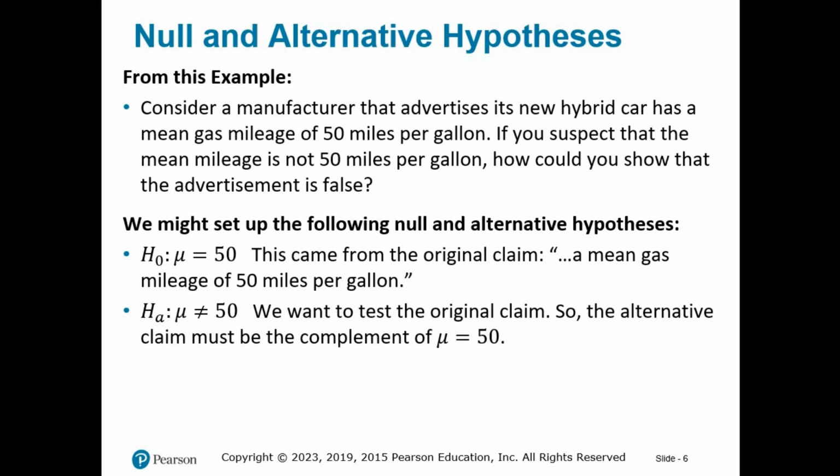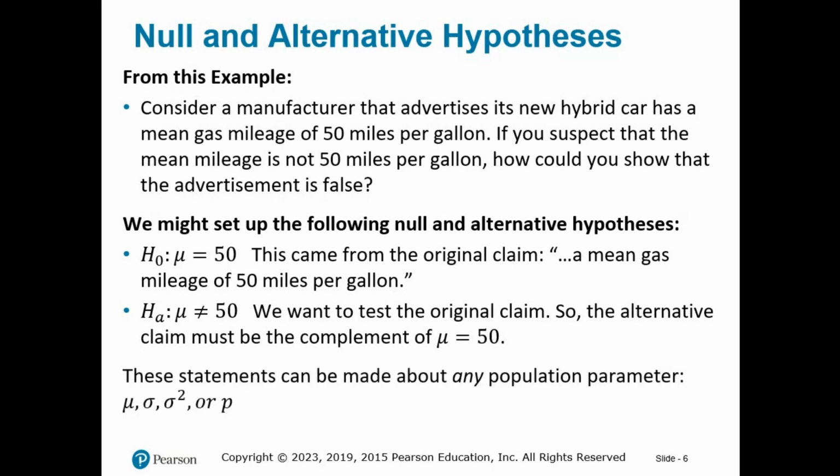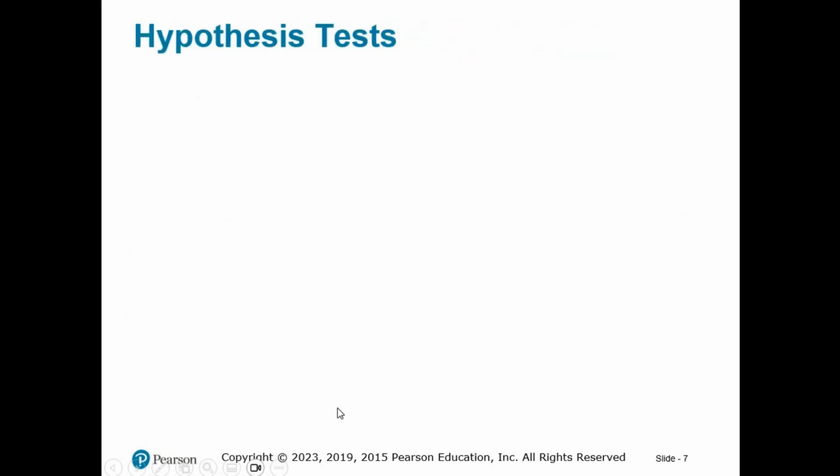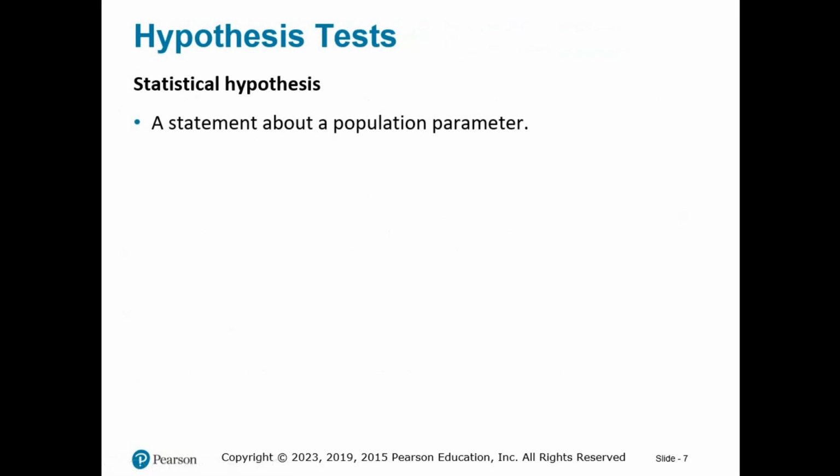We want to test the original claim. And you probably noticed that we used mu in this instance, since the original claim was about the mean gas mileage. But these hypothesis statements can be made about any population parameters: mu, sigma, or population standard deviation, sigma squared, or population variance, or p, or population proportion. Let's talk about a few points about these hypothesis statements. First of all, the statements are about a population parameter, like we just said.